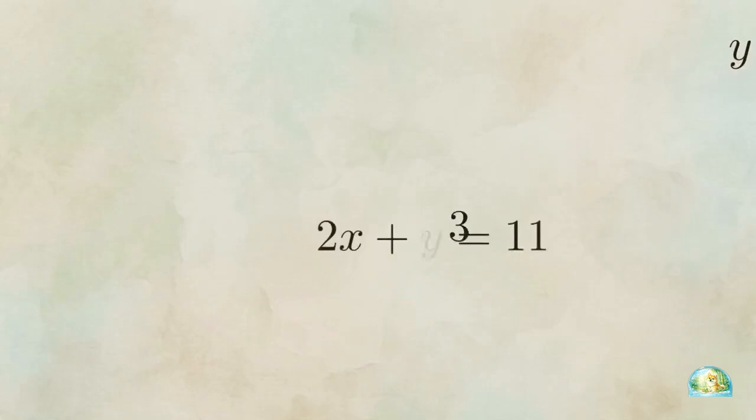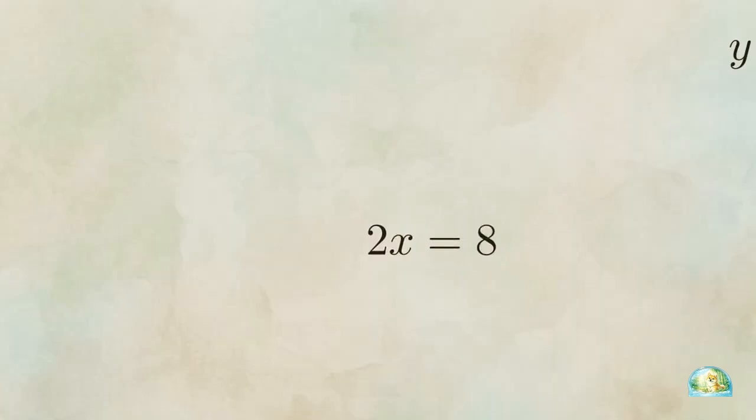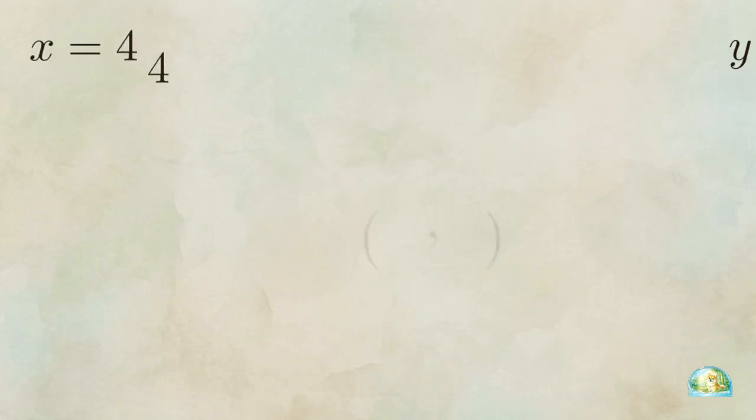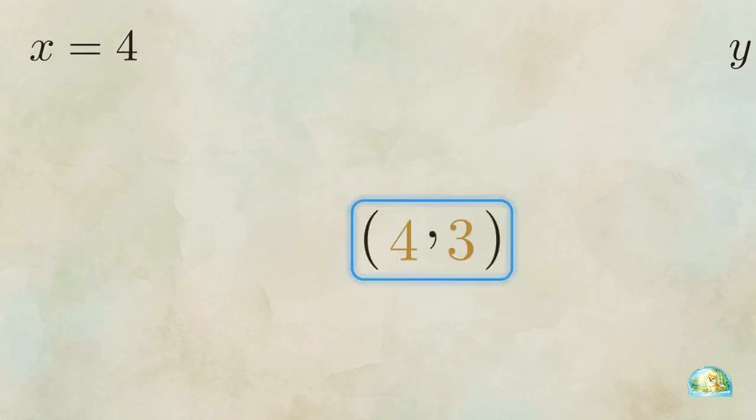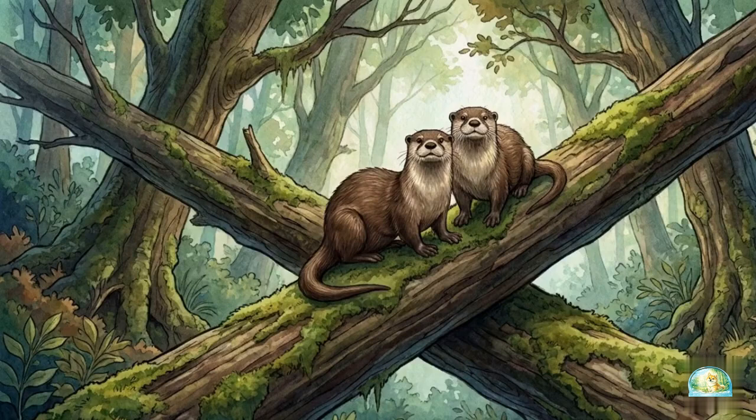Now we just substitute that 3 back into our first equation. 2x plus 3 equals 11, so 2x equals 8, which means x equals 4. That makes the exact interception point for our otters the coordinate pair (4, 3). Just like substitution, elimination preserves the correct intersection point by safely removing one unknown temporarily.